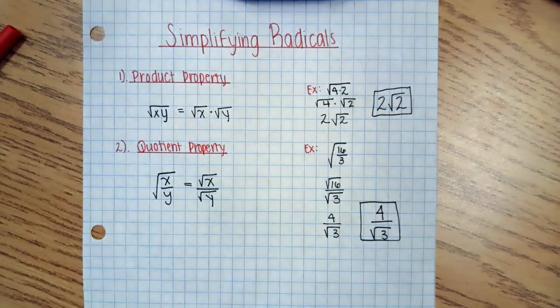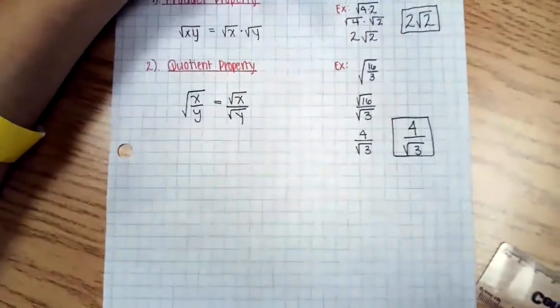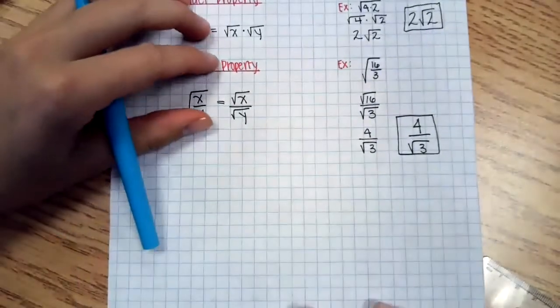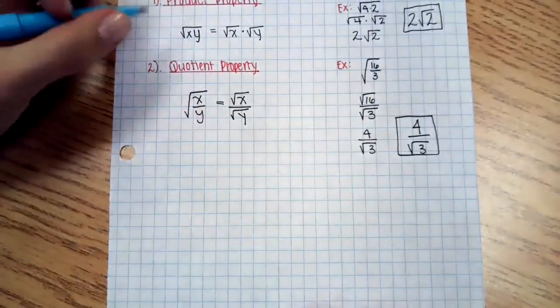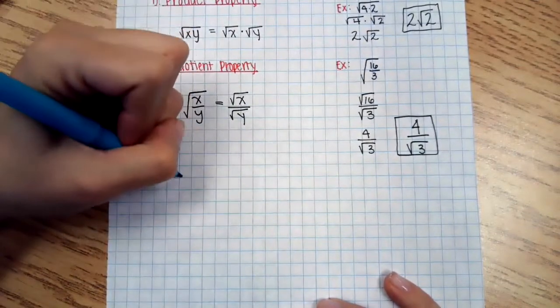Now we're going to use these properties to simplify radicals even further. So I like to start with writing down a list of my perfect squares. You don't have to do this step if you have them memorized, but I think it's a good place to start because what we're going to want to do is factor these out.